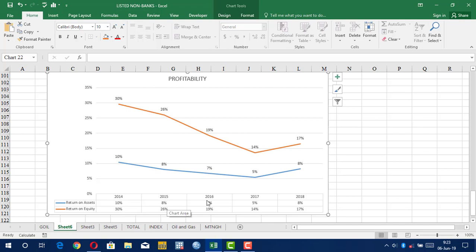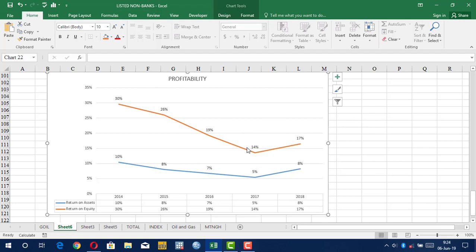2015 it declined to 8, 7 in 16, 5. Now let's look at the equity component. For the equity, you are looking at shareholders' equity, their contribution to management, how management is able to utilize the equity or the fund to generate revenue or profit in the organization, and that has also been on a declining note from 30% to 26, 19, 14, and then 17%.